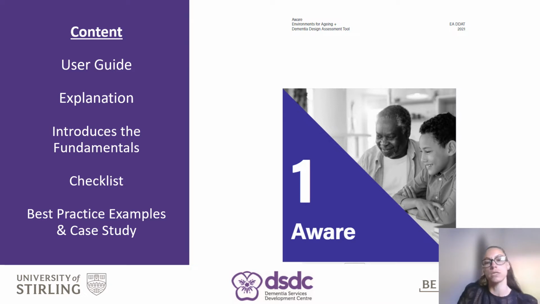So Tier 1 is, we call it Dementia Aware, and it contains a user guide, an explanation of ageing and design, what dementia is, types of dementia and why ageing and dementia design is relevant. Specifically, it contains the 6 fundamentals, which are each outlined and examples given. There's a checklist and information on how to self-certify and obtain appropriate certificate and decal, and there's examples of some best practice and case studies.